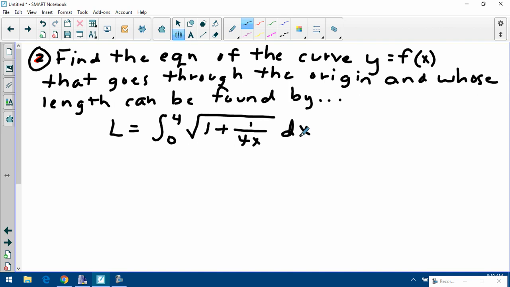All right, so like I said, this is a twist on arc length, and there is a question identical to this on the quiz coming up later this week. So you definitely want to write this one down and follow along on how to do it.